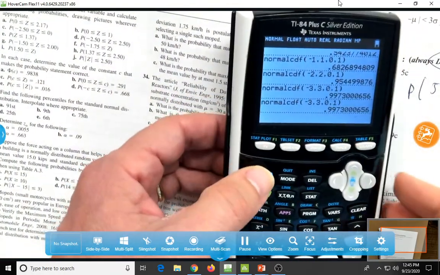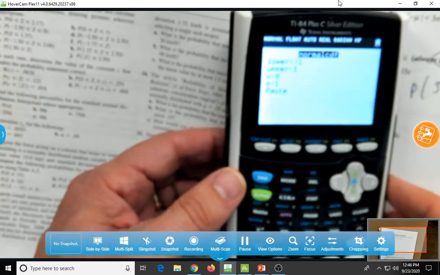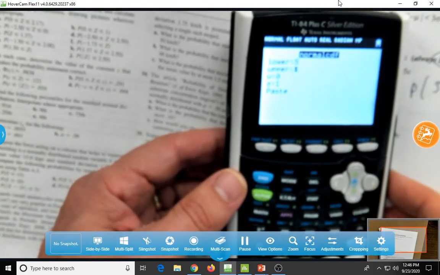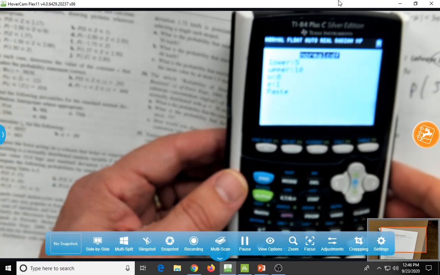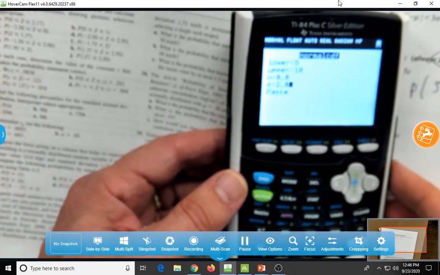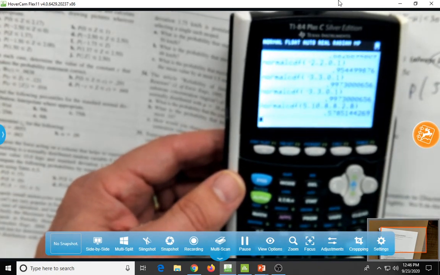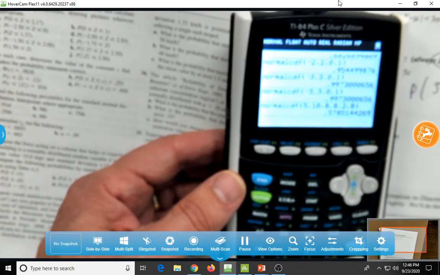So again, I would do my normal CDF. My lower bound would be 5, my upper one would be 10, my mean is 8.8, and my standard deviation is 2.8. And if I calculate that, I get 57%. Always draw the picture. Here's 8.8, here's 5, here's 10. 0.5785.